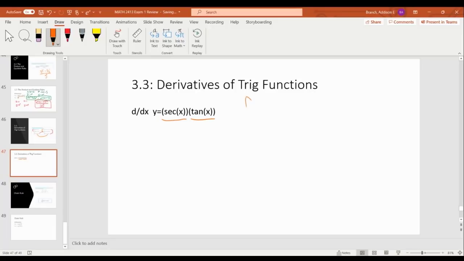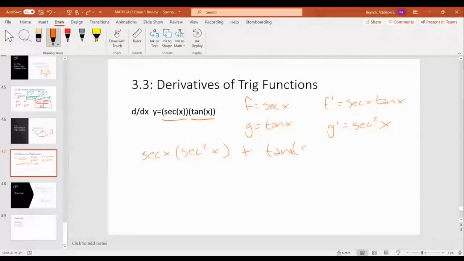So we can go ahead and say our f is secant, our g is tangent, our f prime, derivative of secant, is secant tangent, and derivative of g is secant squared. So we'll do our f times our g prime, so secant times secant squared, plus our g times our f prime, so our tangent times secant tangent.